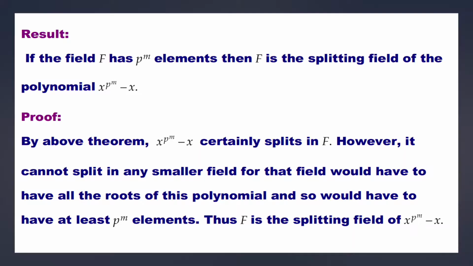Now we know the factors of the polynomial. Can you guess what the splitting field of the polynomial will be? This will be described in the next result. If the field F has p power m elements, then F is a splitting field of the polynomial x power p power m minus x. The proof: by the above theorem, x power p power m minus x certainly splits in F. However, it cannot split in any smaller field, for that field would have to have all the roots of this polynomial and so would have to have at least p power m elements. Thus, F is a splitting field of x power p power m minus x.